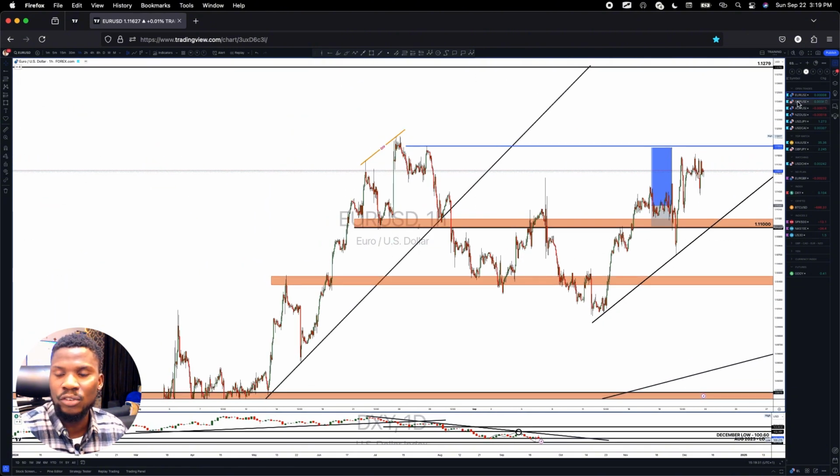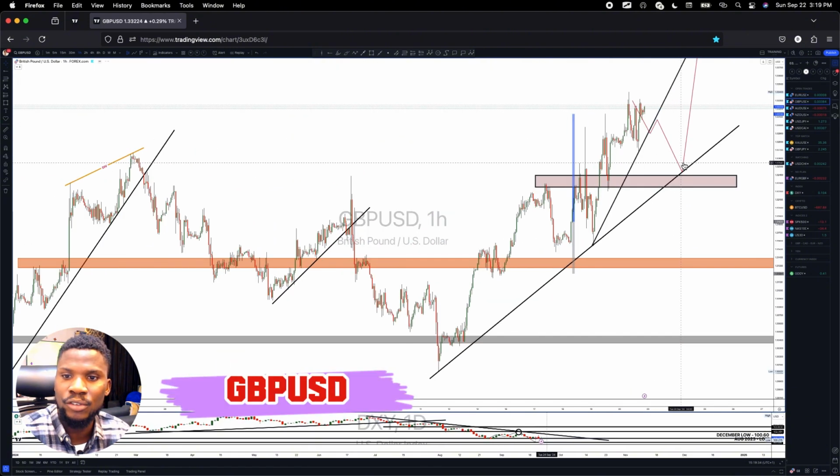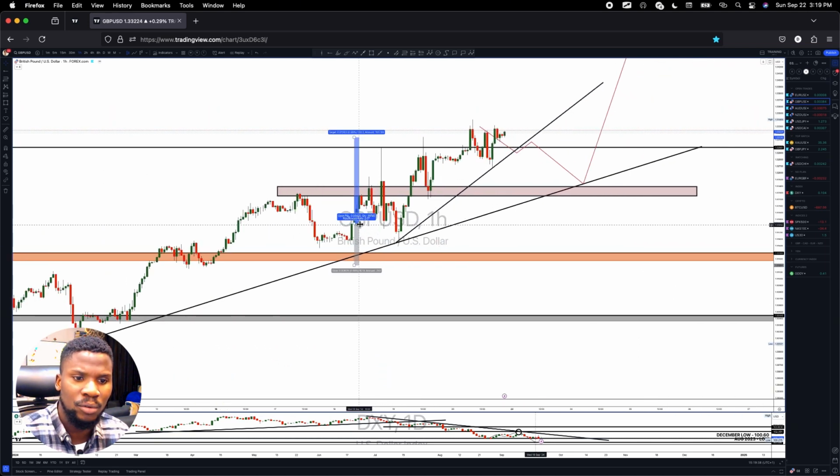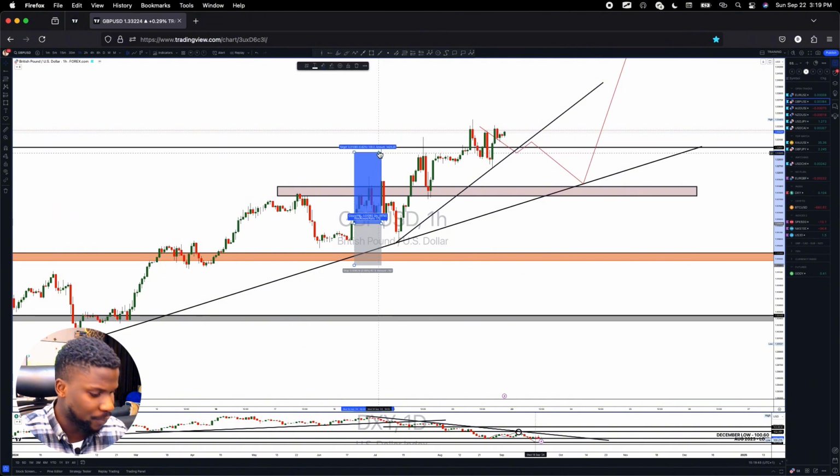The same thing I took on GU. I took a buy on GU. I think I took multiple trades on GU, to be honest. So this was the first trade, the first buy trade I took on GU. I was cut off somewhere around this zone.